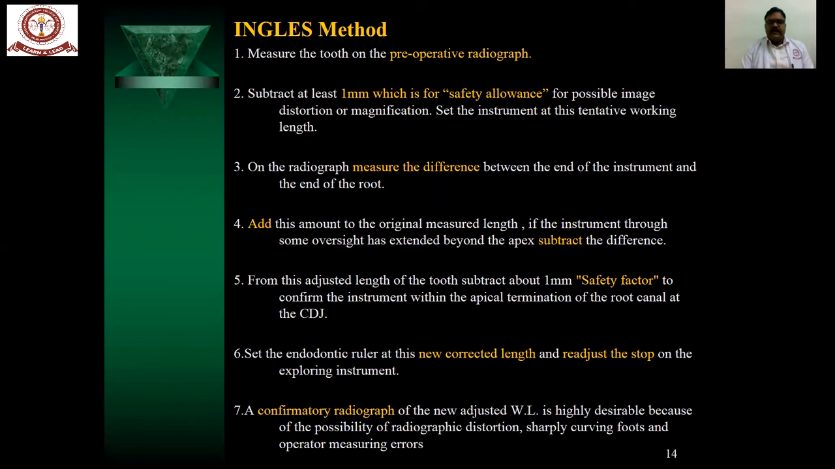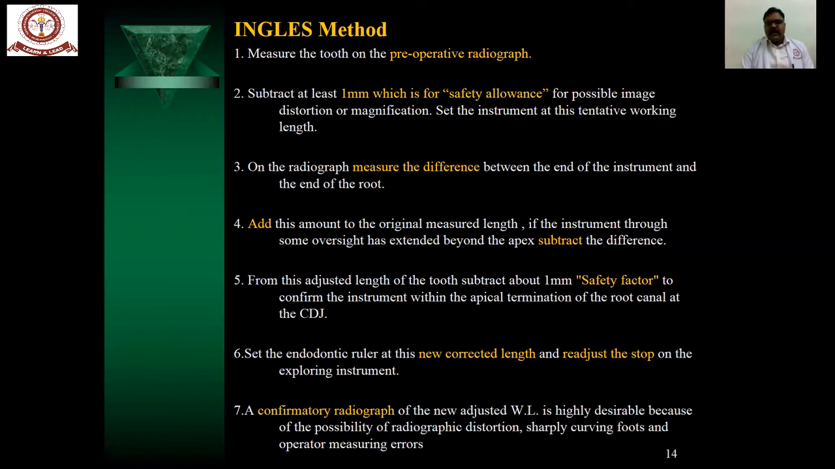Then you set the instrument at this tentative working length. When you take a radiograph, you measure the difference between the end of the instrument and the end of the root. Add this difference to the original measured length. If the instrument, through some oversight, has extended beyond the apex, subtract the difference. From this adjusted length of the tooth, subtract about 1 mm for a safety factor to confirm the instrument is within the apical termination of the root canal at the CDJ.